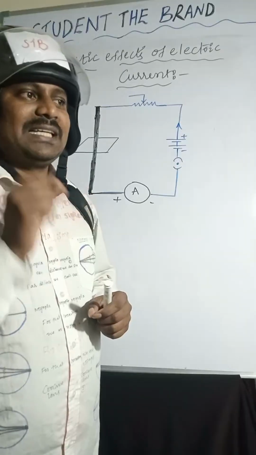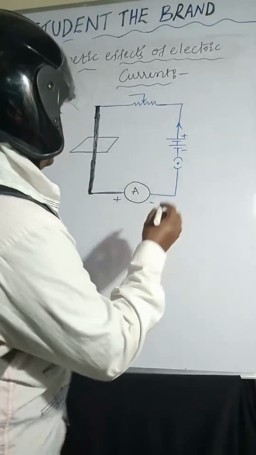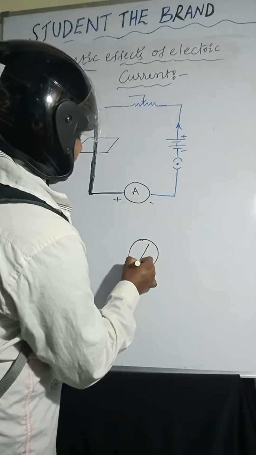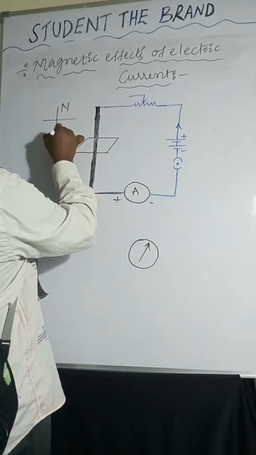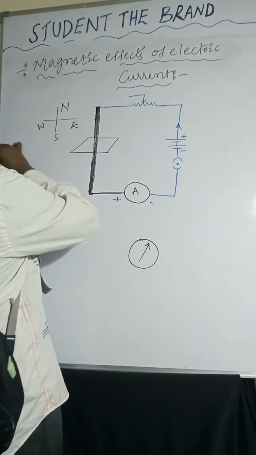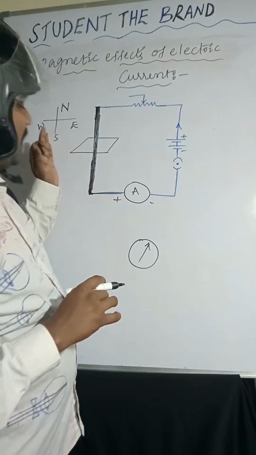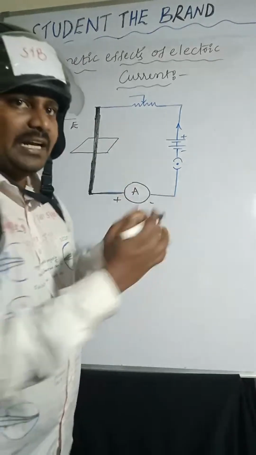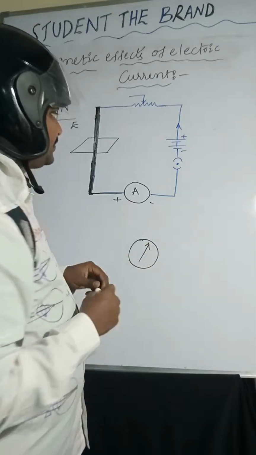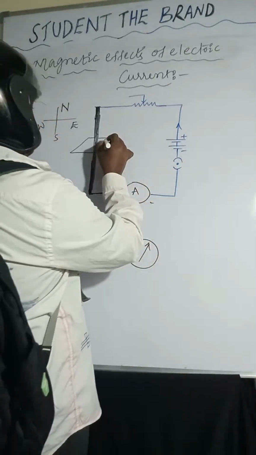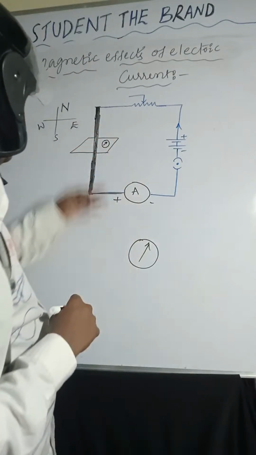A compass consists of a small magnetic needle present inside it, so it always shows north and south, and east and west. Listen carefully: it always shows the north and south direction. It won't show exactly a perpendicular direction like this, it will show somewhat tilted. By placing the compass, we can observe the magnetic field around the conductor.